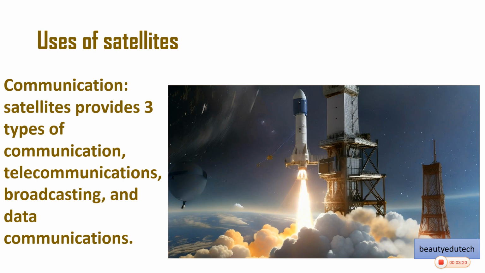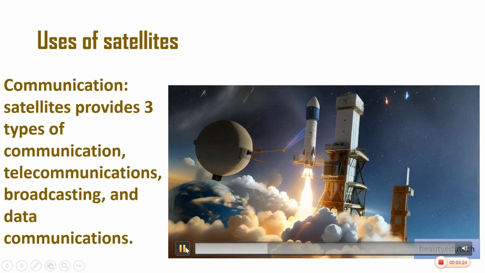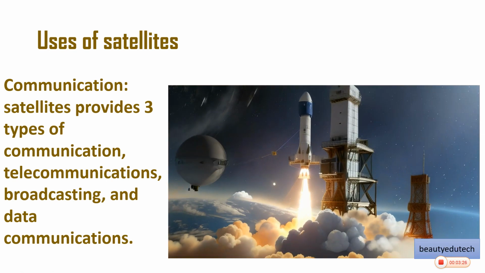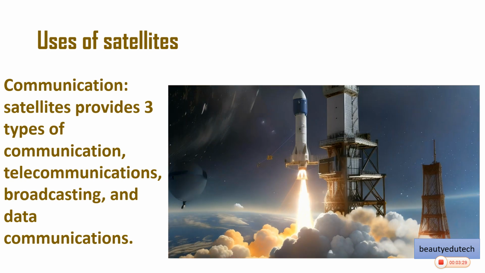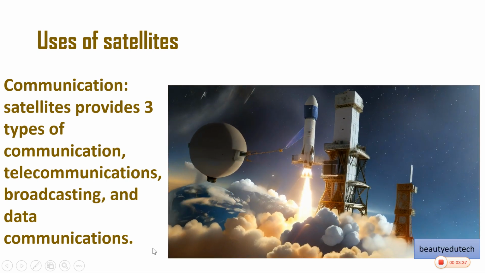This is used for communication. It gets information from the outer space and sends the signal to the mast here on Earth, and communication is dispersed. Telecommunication, broadcasting, and data communication. Let us look at another use of the satellite.